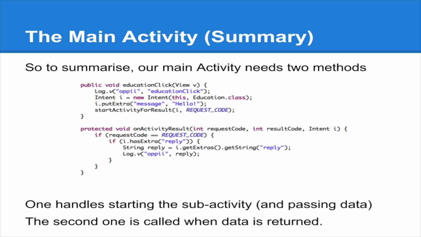Okay, so our main activity, we have to have some way of launching the second activity, and we have to have a method that handles any data passed back. That's just a quick summary of what we've just been talking about. So the main activity launches the sub-activity, and listens out for any data coming back from the sub-activity.